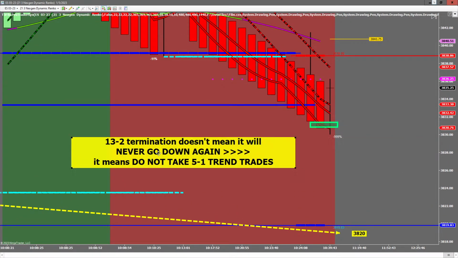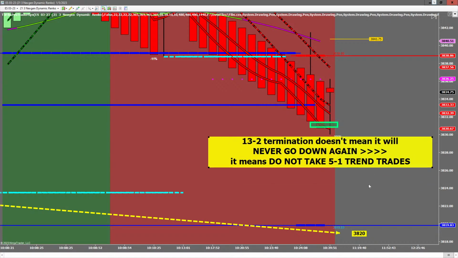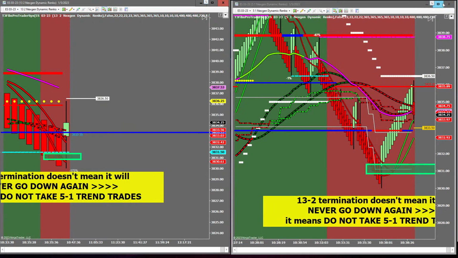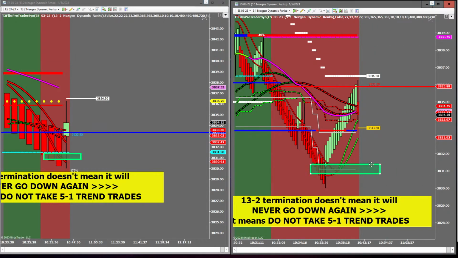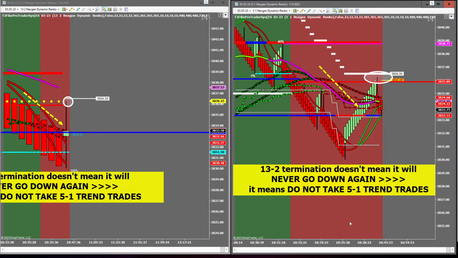Because when you look at this, it doesn't look very termination-y, does it? So all a 13.2 termination means is don't do a 5-1 trend trade, but look a little higher. Does that make sense? And again, I'm not saying that we won't stop right here. There's a good chance we will. But instead of getting short right here, maybe you're looking a little bit higher before you go short, or at least a bigger stop.